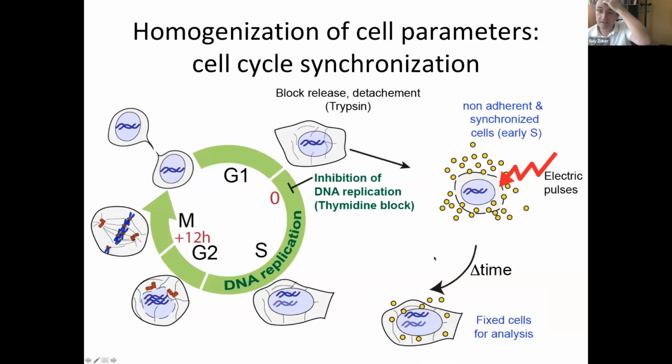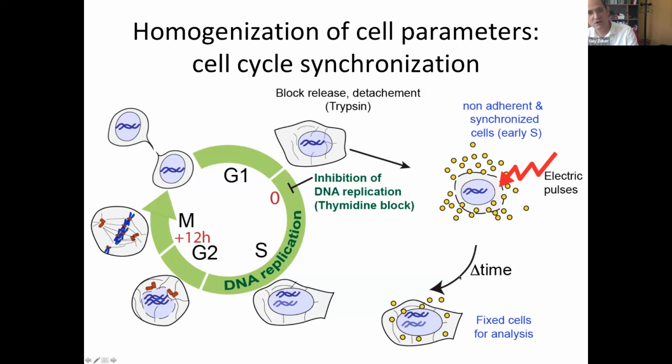To facilitate the analysis, we also homogenize the cell parameters. So we did some cell cycle synchronization with thymidine block. We block the cells at this stage with thymidine, and we did the electroporation with the gold particles when we release the thymidine block. So the replication and division occur only after 12 hours. I just want to mention this.